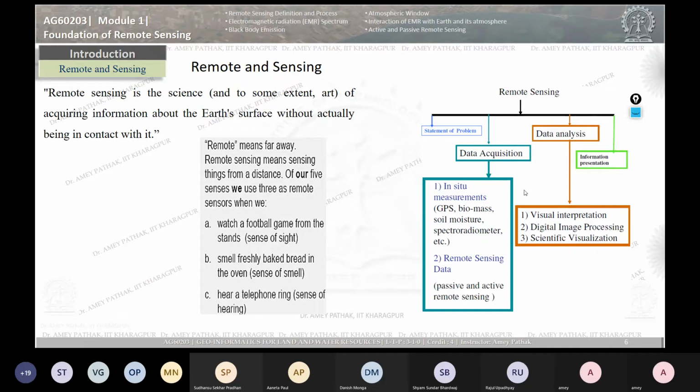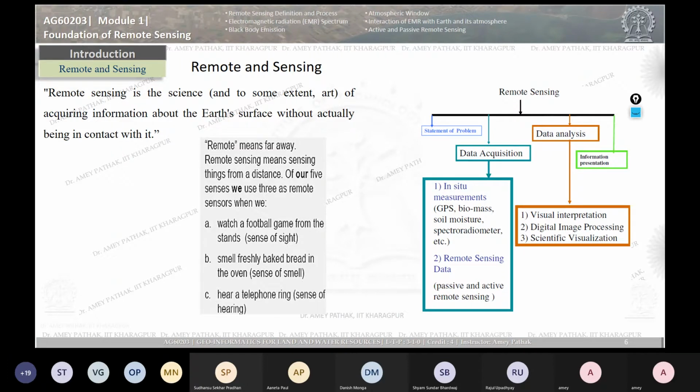In general, the overall remote sensing process can be described as shown on the right-hand side. First, in remote sensing, we begin with the statement of the problem. What is the phenomenon that we are trying to study? Then, in order to study that phenomenon, we acquire some data.